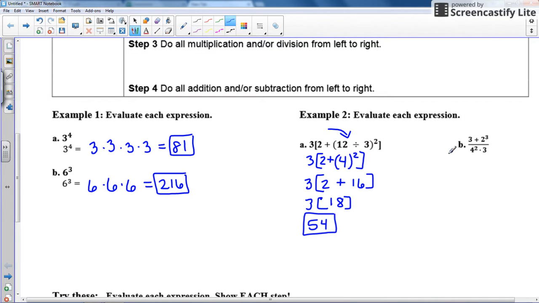Then over here, this is one of those examples with the fraction bar. So again, we're going to do the numerator first. So 3 plus 2 cubed, which is 8, over 4 squared times 3. I'm going to keep that denominator as is. Then I can finish the numerator. 3 plus 8 is 11. Then my denominator I can start working on. 4 squared is 16 times 3. Then let's finish that denominator. 16 times 3 is 48. If this was a fraction that I could simplify further, I would at this point, but 11 over 48 doesn't simplify, so we're just going to leave it as is.